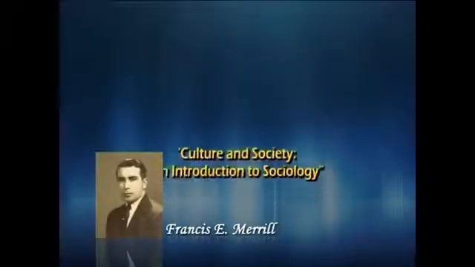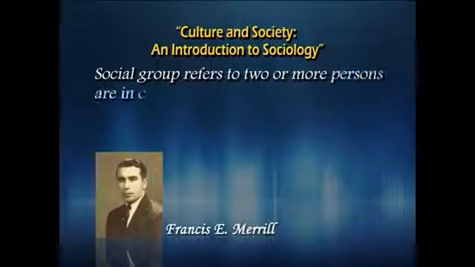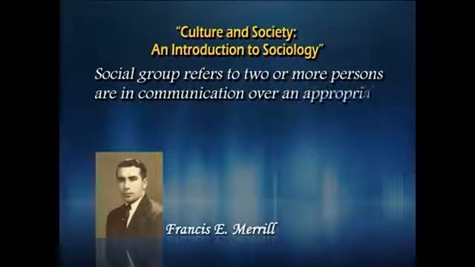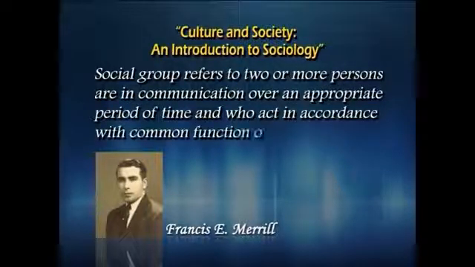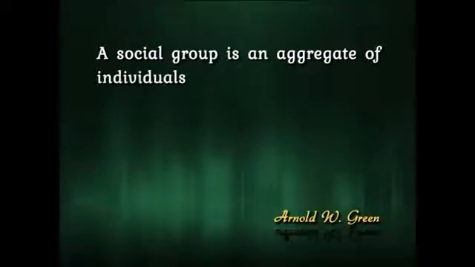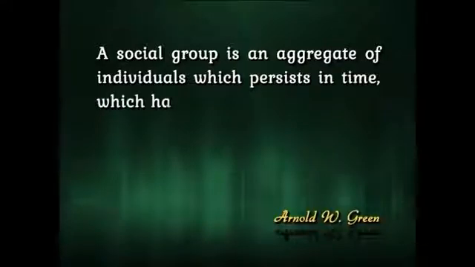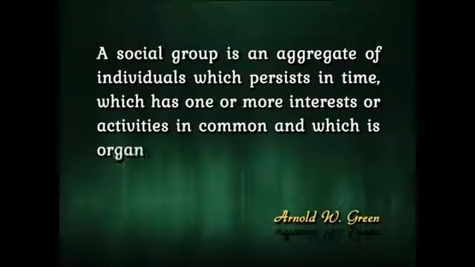Fairchild, in Culture and Society, an introduction to sociology, states that social group refers to two or more persons in communication over an appropriate period of time and who act in accordance with common function or purpose. Arnold W. Green in Sociology, an analysis of life in modern society, says that a social group is an aggregate of individuals which persists in time, which has one or more interests or activities in common and which is organized.